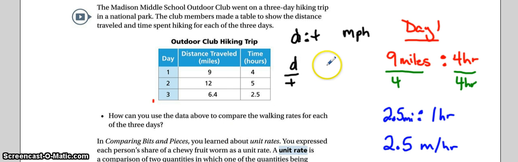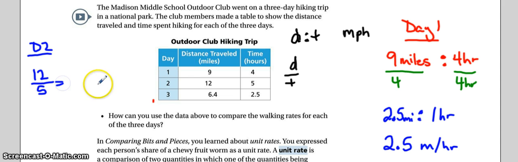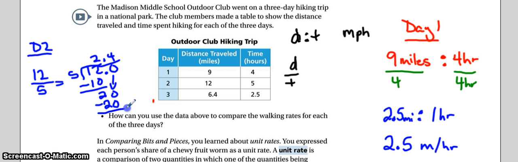Okay, so that's day 1. Day 2 would be done the same way. We would take our distance traveled. So for day 2, we would take 12 over 5 and divide that out. 12 divided by 5. So 2. Add a decimal 0, bring up the decimal, and down. Okay, and we finish out our division, and we'd walk 2.4 miles per hour there.